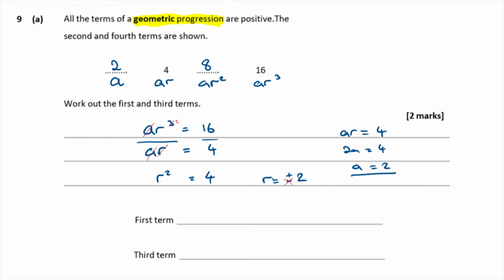Okay, so my first term 2, my third term 8. Now you could have probably worked that out by inspection, just by looking at the terms and thinking it through, but this method works no matter how difficult the numbers are that they give you. Okay, so it's a good method to know.